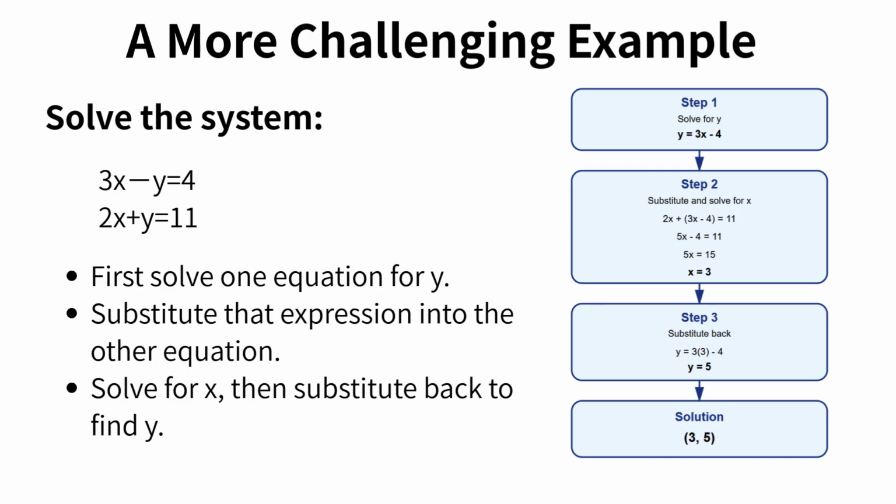Now we substitute this value back into the expression for y. Using y equals 3x minus 4, we plug in x equals 3. y equals 3 times 3, minus 4, which simplifies to y equals 5. Therefore, the solution to the system is the ordered pair 3, 5. And just like before, this point represents the intersection of the two lines.